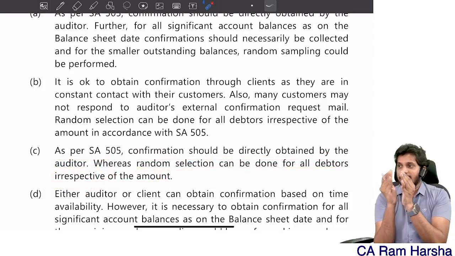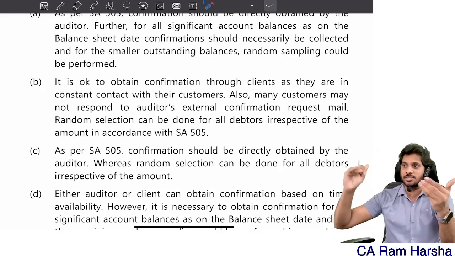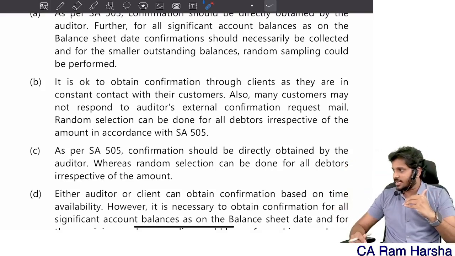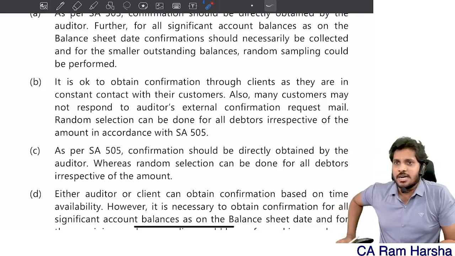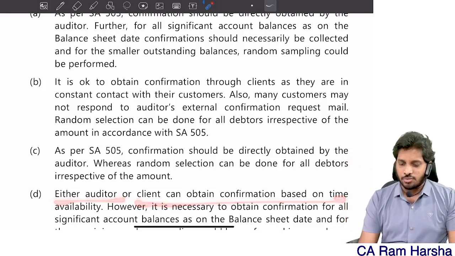We classify the debtors into two categories. We stratify them: large value debtors and other debtors. Large valued, 100% we get confirmation. Small items we do get sampling. Next, either auditor or client, no. That means option A.